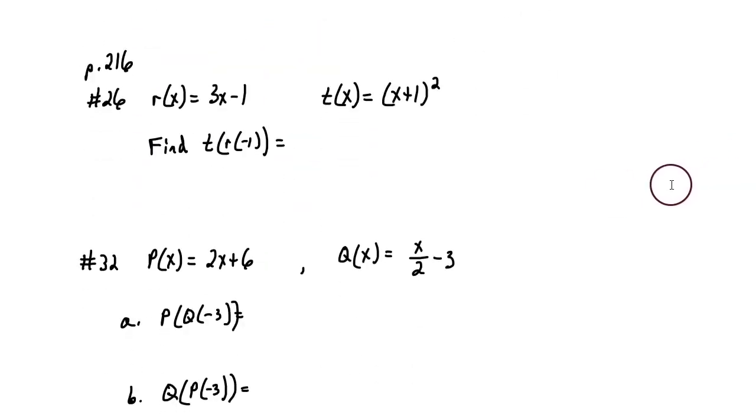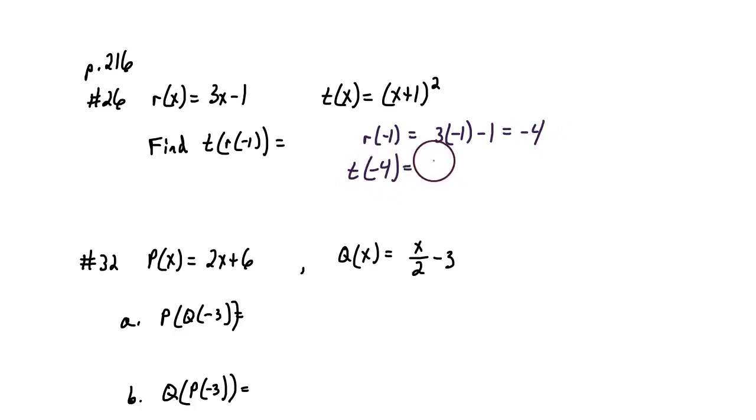Page 216, we have function r and we have function t, and we're asked to do this composition. So let's start by finding r of -1. Take the formula for r and fill in -1. This makes -4. Now let's find t of -4. Take the formula for t and fill in -4. And this answer makes 9.